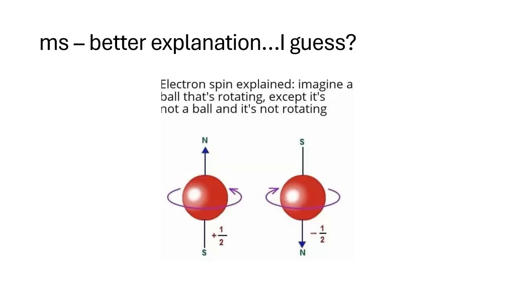Now the last number is m of s. That just means we have a positive 1/2 or a negative 1/2. So remember, if the arrow is pointing down, it's negative 1/2. And if it's pointing up, it's a positive 1/2. This is an explanation that I found on an Instagram chemistry page. If that makes sense to you, it doesn't make sense to me, so I don't know. But I do know pointing down is negative 1/2.